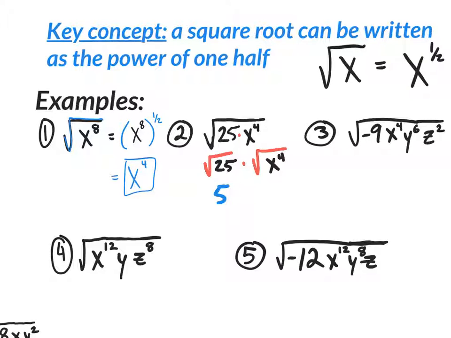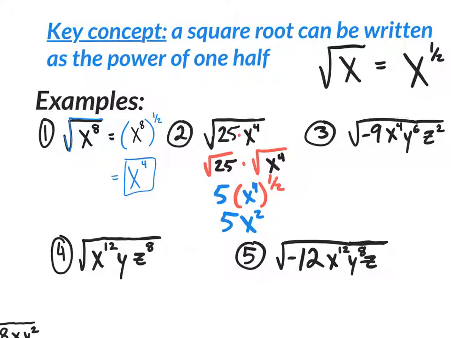Now, of course, I'm going to show my work. So I'm going to rewrite the square root as parentheses to the power of 1/2, and the x to the 4th is going to be right in there. Remember, the square root can be rewritten as a power of 1/2. And when we have a power to a power, what do you do? You multiply. So 4 times half, what's half of 4? 2. So your final answer is really 5x to the 2nd power. And that's it.